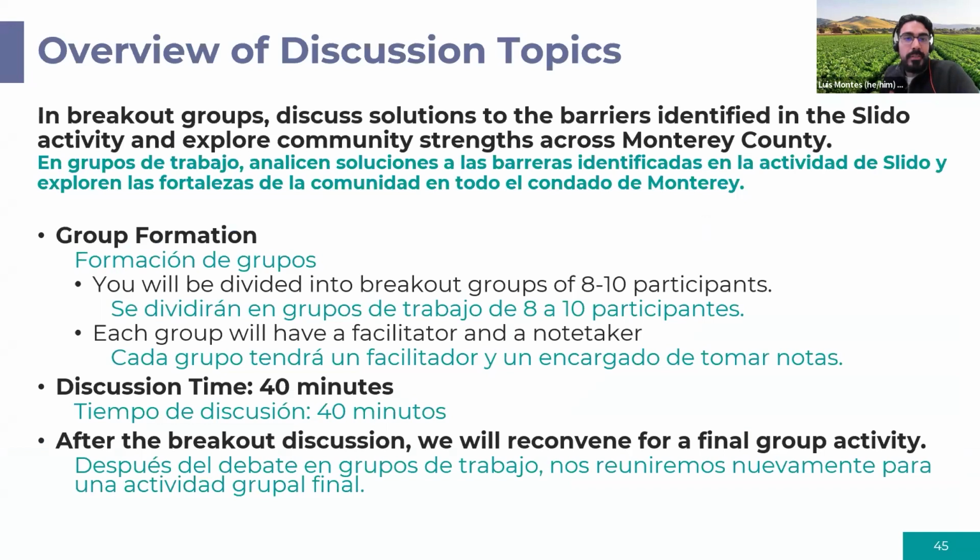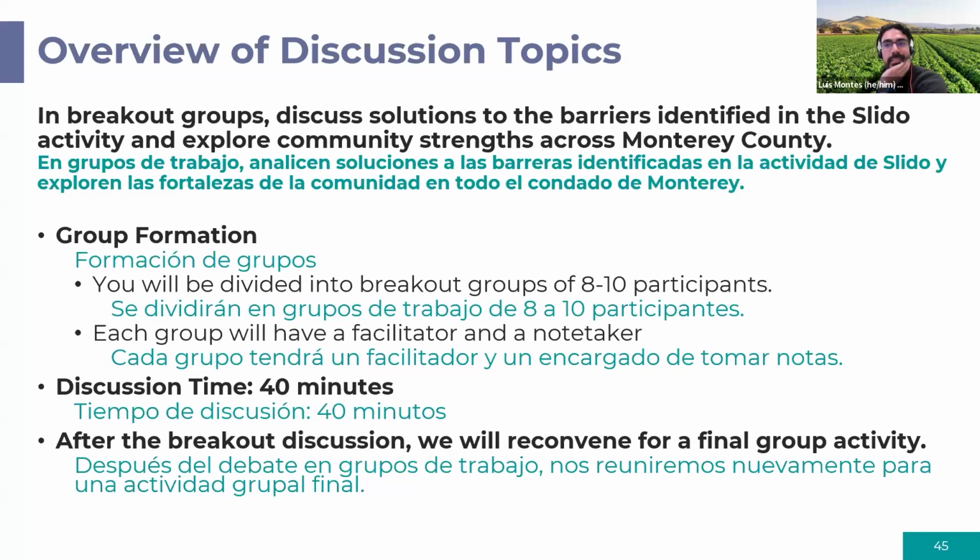Just to provide a quick overview: in the breakout rooms, discuss solutions to the barriers identified in the Slido activity and explore community strengths across the county. Your groups may be a little bit smaller, between 6 and 8 or 9 people. Each group will have a facilitator and a note taker, and because the question portion went a little longer, we are going to have 30 minutes to discuss in small groups, and then after we will regroup for a final activity.